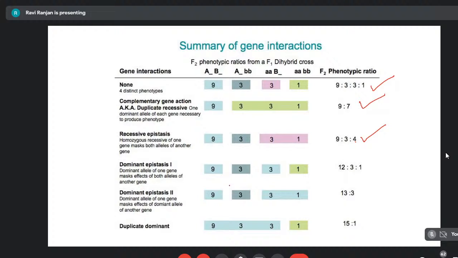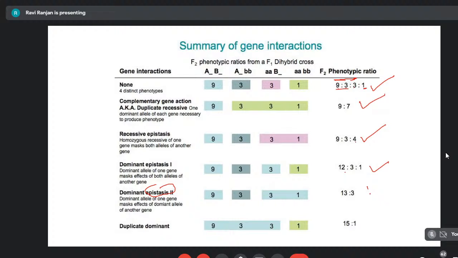फिर डोमिनेंट एपिस्टेसिस हम लोग इस तरफ से 2 को प्लस करेंगे, मतलब आ गया 12, राइट. सो 12:3:1 आएगा. और भी एक डोमिनेंट एपिस्टेसिस होता है जिसमें मैंने बताया कि हम ये 2 को और इसको प्लस करते हैं, जिसको हम लोग डोमिनेंट एंड रेसेसिव एपिस्टेसिस भी बोलते हैं, जो 13:3 आता है. और एक डुप्लीकेट डोमिनेंट होता है जो 15:1 आता है, क्योंकि डुप्लीकेट डोमिनेंट में आप यहाँ से 3 को प्लस करेंगे. सो 9 + 3 + 3, 15:1.